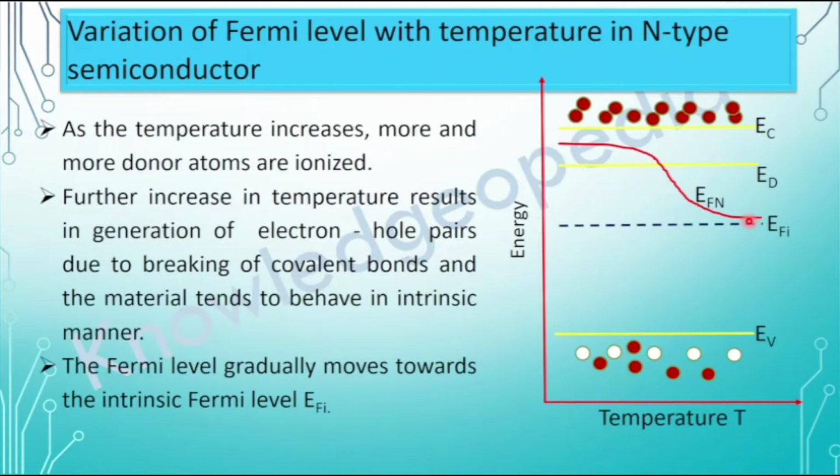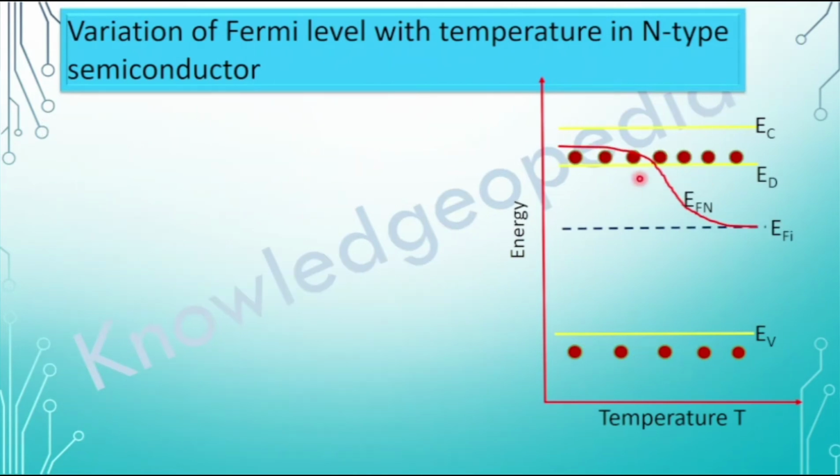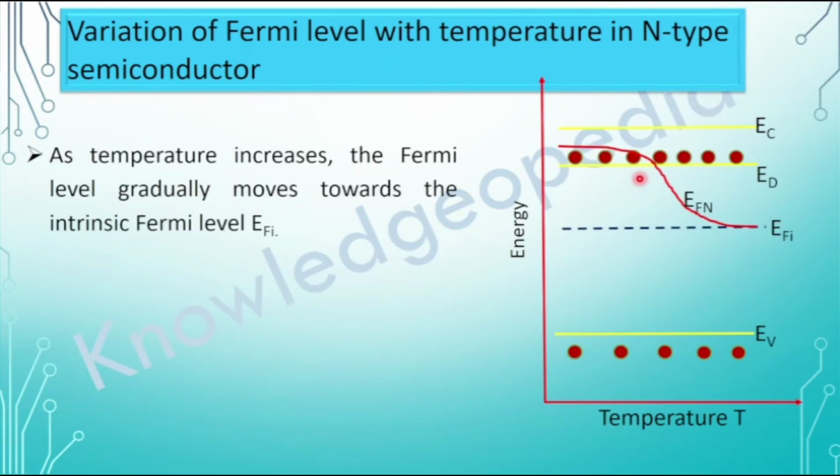That is, with increase in temperature, slowly this Fermi energy starts moving. Initially, it was just at the middle of EC and ED. With rise in temperature, it is slowly coming down and is finally going to merge with the intrinsic Fermi energy. This is what we have seen in the previous slide, that as temperature increases, the Fermi level gradually moves towards the intrinsic Fermi energy, that is EFI.